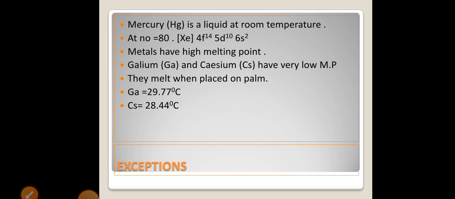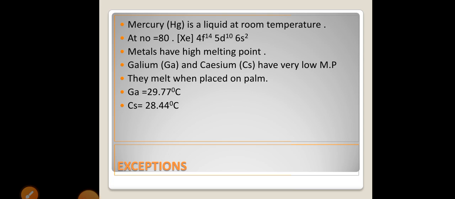And most often, we all know that metals also have a very high melting point, but there are exceptions. That is gallium and cesium. Gallium's symbol is Ga and cesium's symbol is Cs, and they have a very low melting point, meaning if you place them on your palm they will immediately melt, because their melting point is 29.77 degrees Celsius for gallium and 28.44 degrees Celsius for cesium. Our body temperature is 37, and hence the moment you keep gallium or cesium on your palm they will immediately melt.